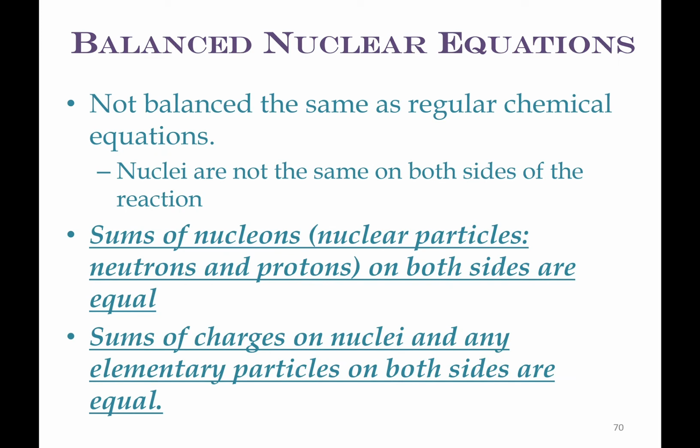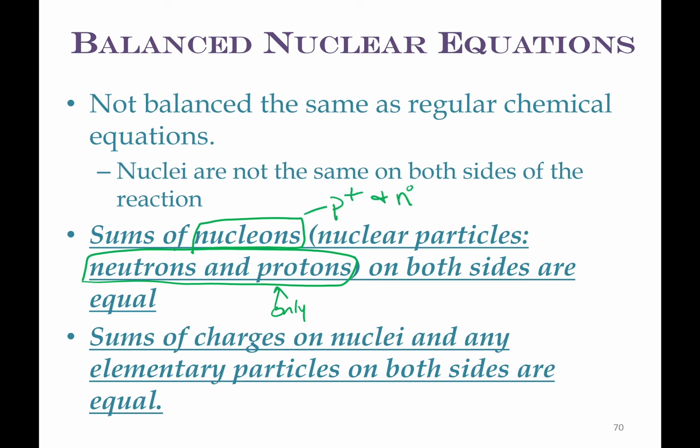So when we balance nuclear equations, it's not going to be like anything you've ever balanced before. We're actually going to be balancing the nuclear particles on each side instead of anything else. So we're going to take the sum of what are called nucleons. Nucleons are nuclear particles that are found in the nucleus, so only protons and neutrons. That's extremely important. So nucleons are protons and neutrons only.